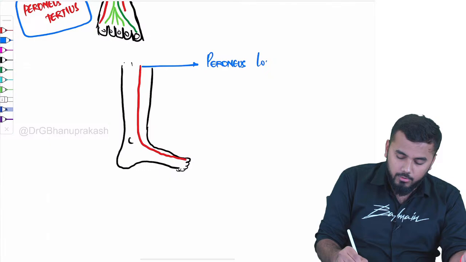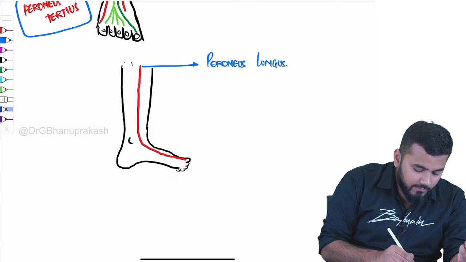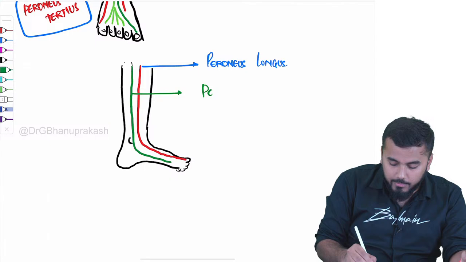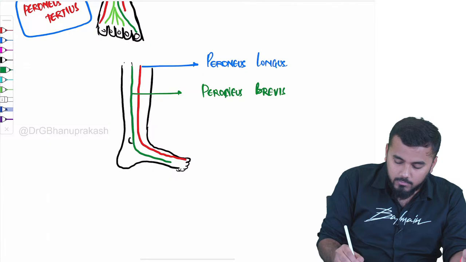Peroneus longus, right? Whenever there is longus, there will be brevis. So there is another muscle coming like this all the way. Again, lateral compartment. Peroneus brevis. Okay. So first muscle, peroneus longus.